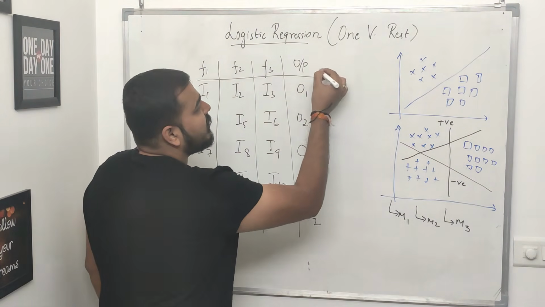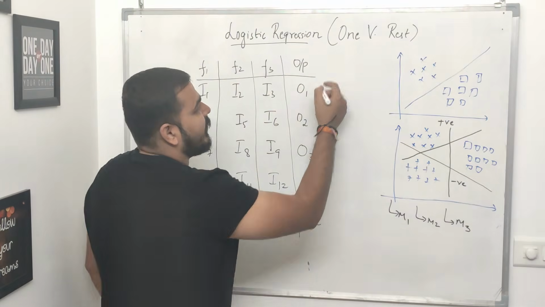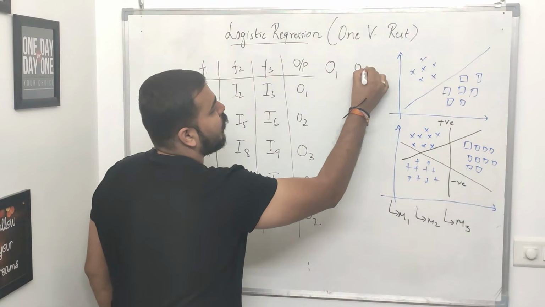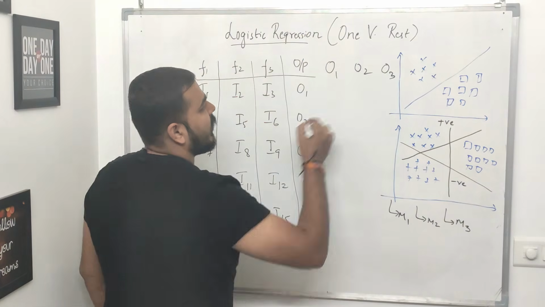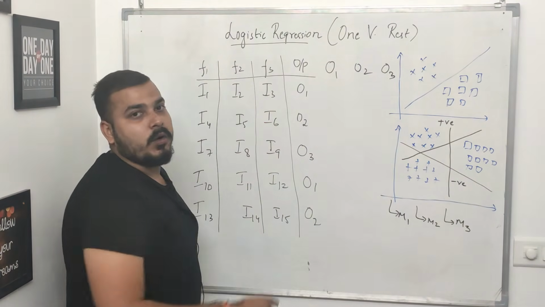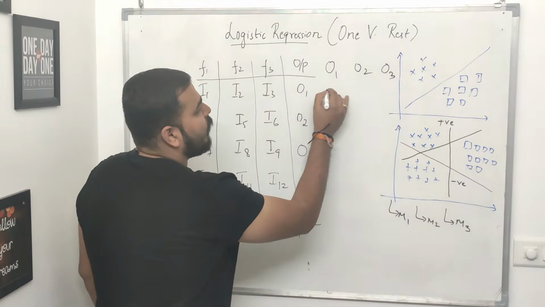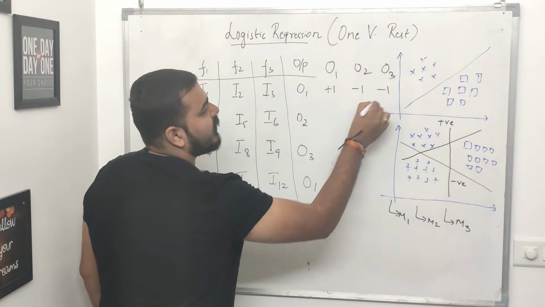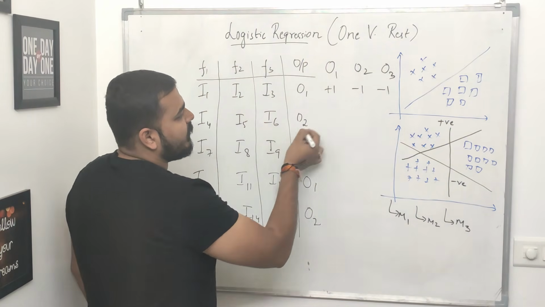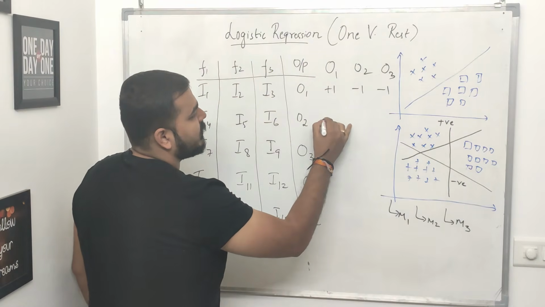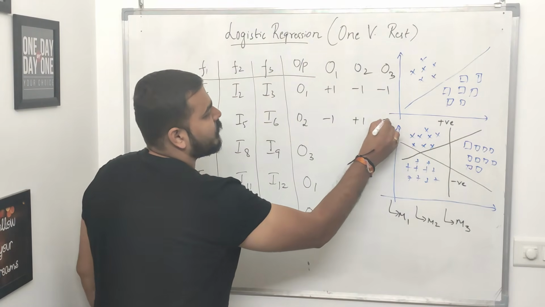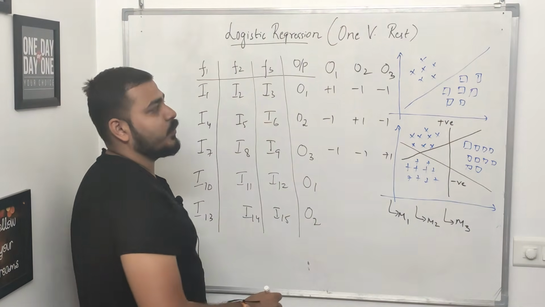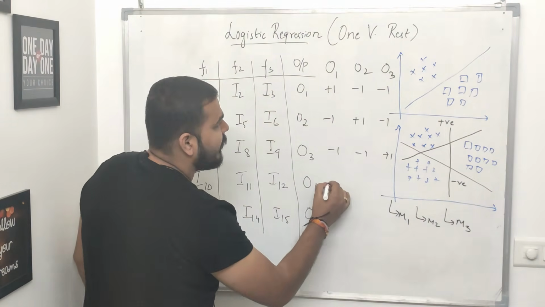Now, how will all these categories get split? Suppose I have three categories O1, O2, O3. Considering this scenario, whenever I have O1, that will be treated as +1, then O2 and O3 will be treated as -1. Similarly for O2, this will be -1, this will be treated as +1, and again -1. For O3, -1, -1, this will be treated as +1. So like this, all the combinations will be taken up.